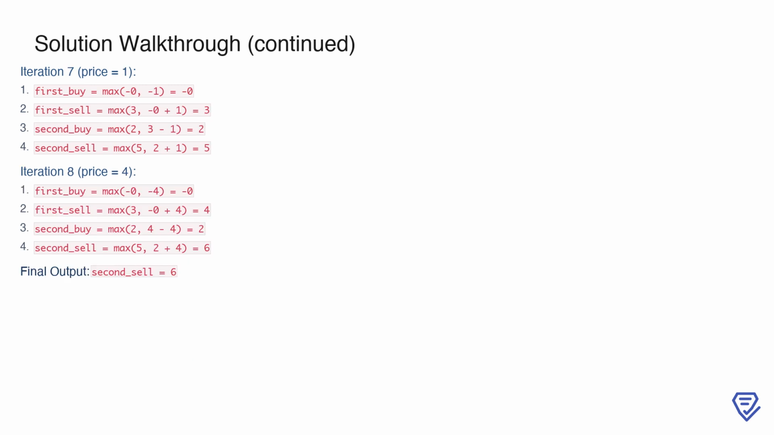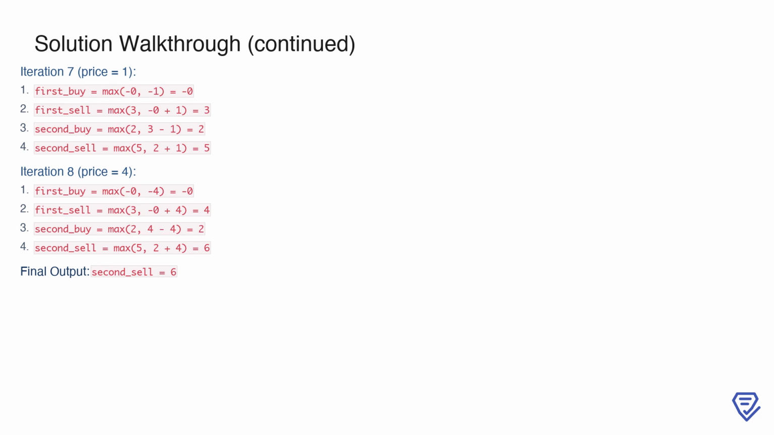As the price moves to 1 in the seventh iteration, there are no changes to first_buy, which remains 0. first_sell remains 3, as no better profit is achieved by selling at this price. For the second transaction, second_buy remains 2, and second_sell stays at 5, as no additional profit is realized.